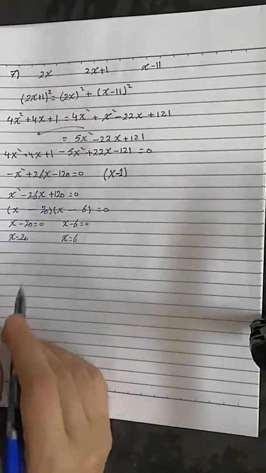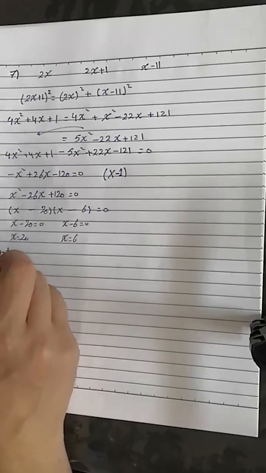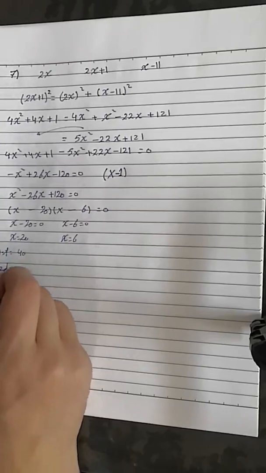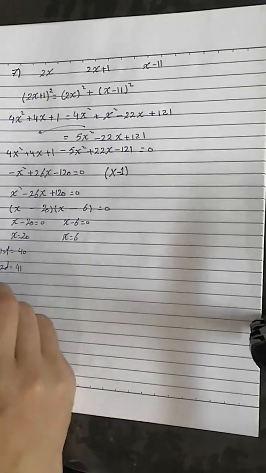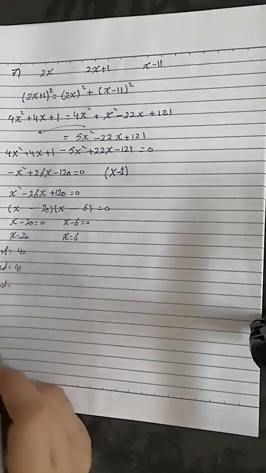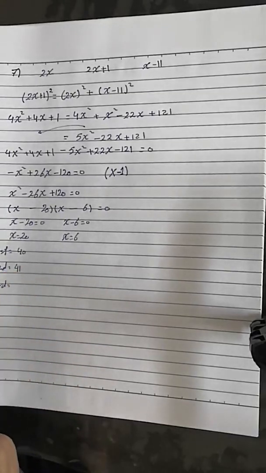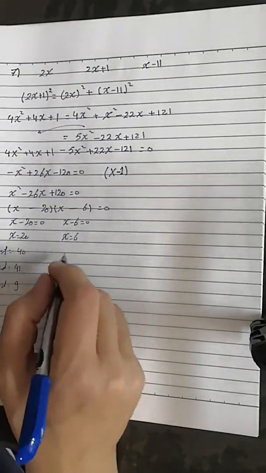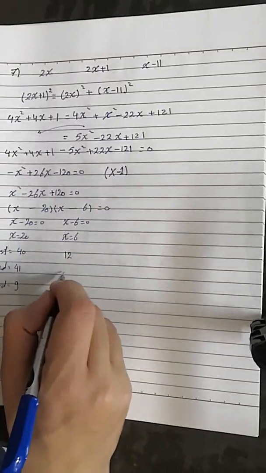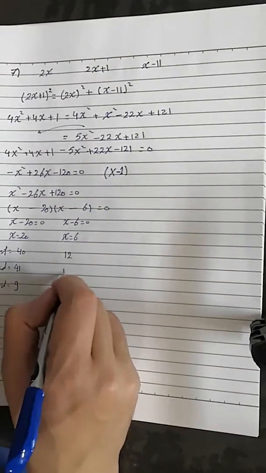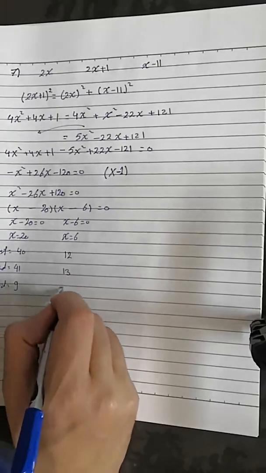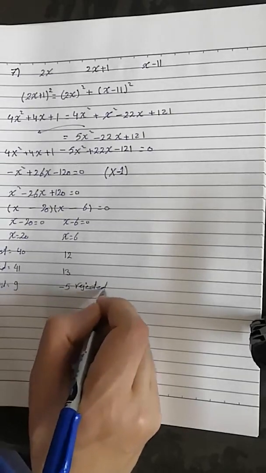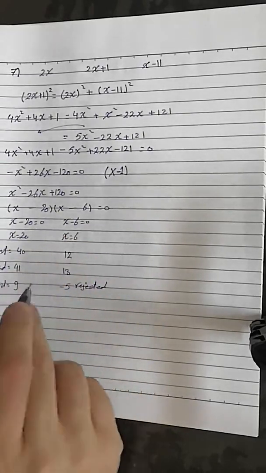If I put 20 in the first one, it will be 40. The second one will be 40 plus 1, which is 41. The third one is 20 minus 11 equals 9. Let's see with 6. 2 times 6 is 12. 2x plus 1, 12 plus 1 is 13. And 6 minus 11 is negative 5. Of course this side is rejected, so we can't use 6 because there is no side with negative length.